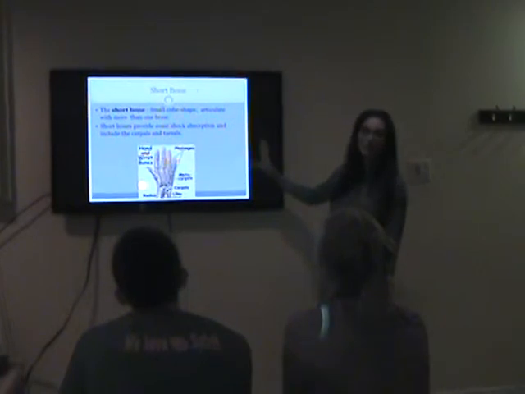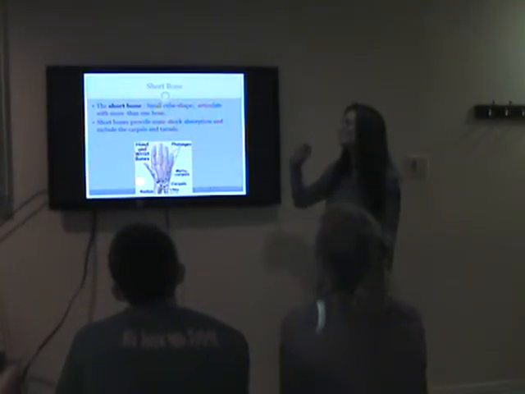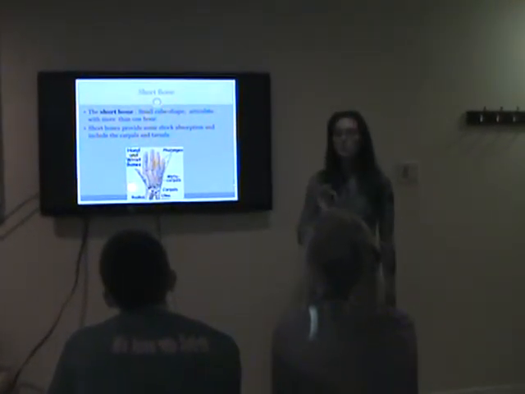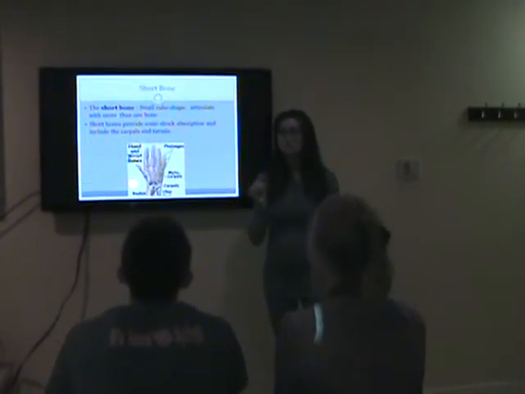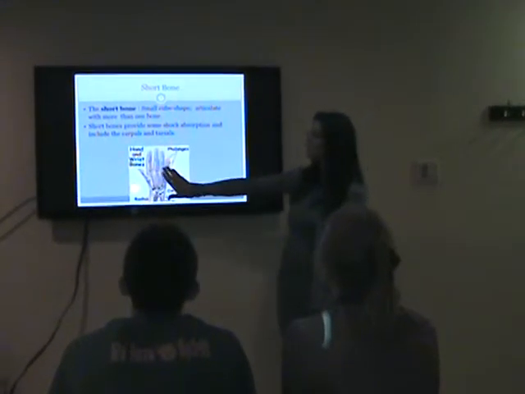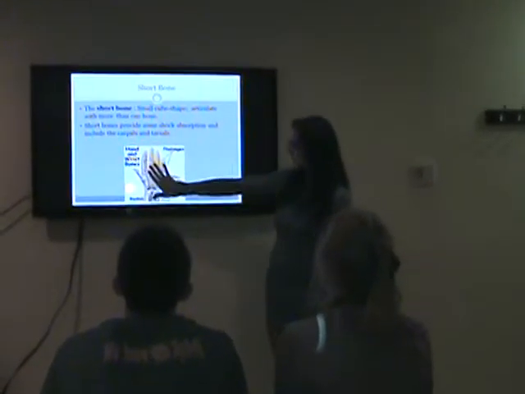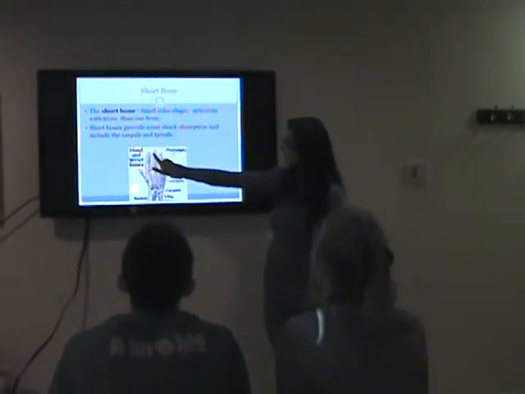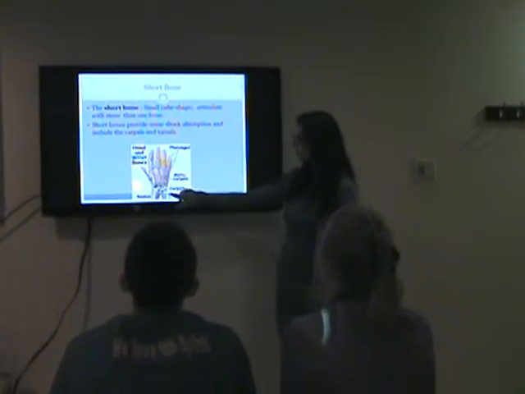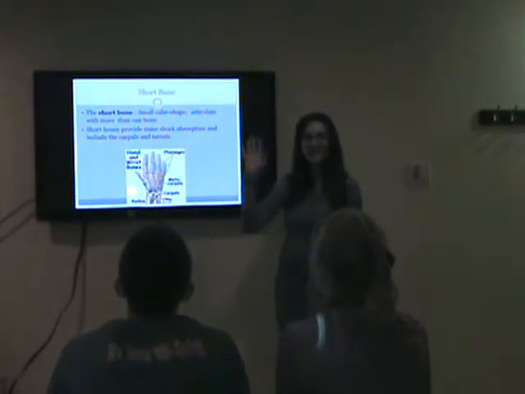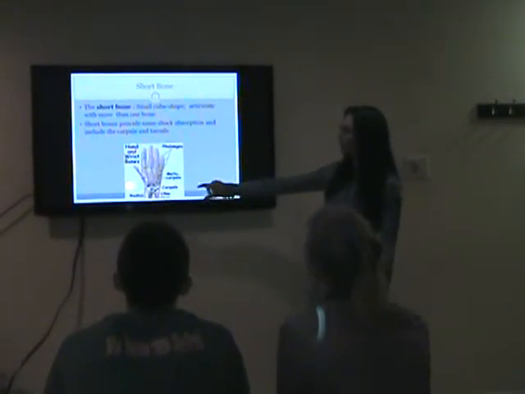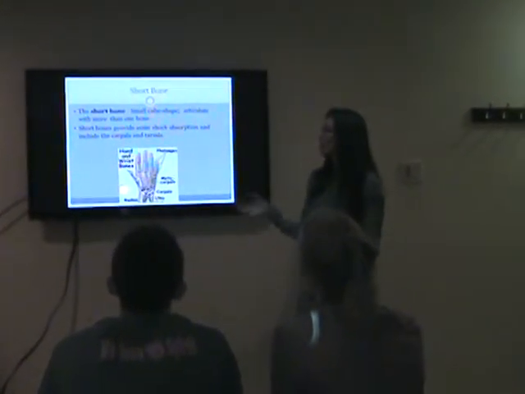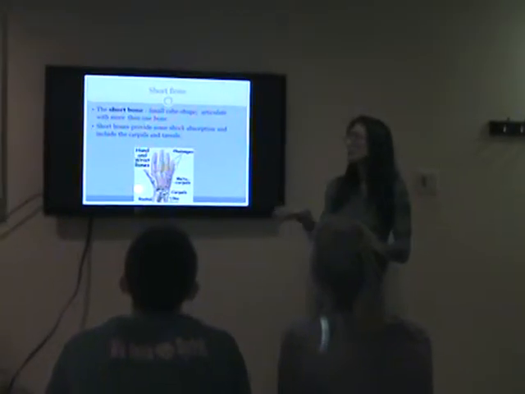Here we talk about the short bone. The short bone is a small cube with more than one bone. This picture shows the hands, which have lots of little small bones. We have the short bones together to provide shock absorption, including the carpus and tarsal.